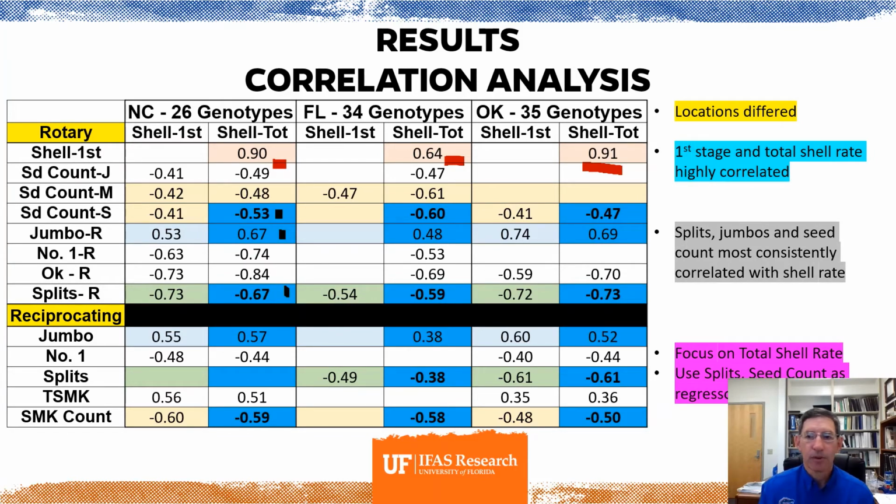But we're going to focus on 3 of the characteristics that seem to be most consistently correlated. The splits, the jumbos, and the seed count were the most consistently correlated with total shelling rate from the rotary sheller. And that was also true from the reciprocating sheller. The jumbos, the splits, and the SMK seed count were most consistently correlated with the shelling rate. So we're going to focus on total shell rate using splits and seed count as regressors, as well as the jumbos.